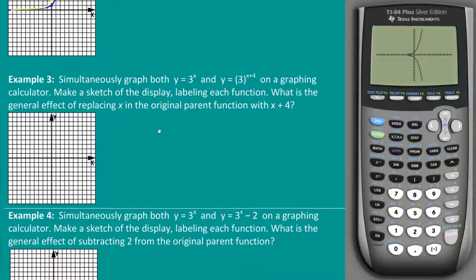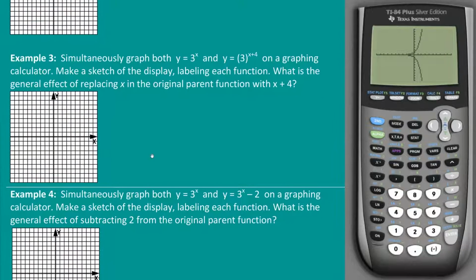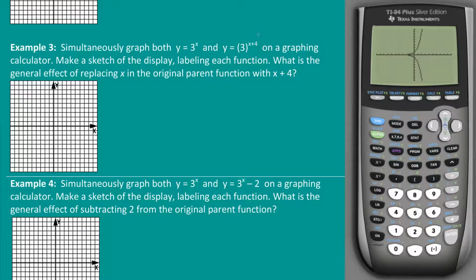We can graph that on the calculator as well, but as long as you understand the patterns. The patterns are what are really important here. This is inside the function. Anytime I have a number inside the function, that's going to be a horizontal shift. If it was outside the function, like in example 4, that would shift it up or down. This one is going to be shifting it left to right.